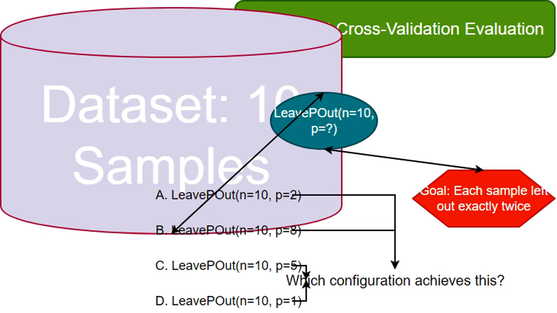Here, we're using scikit-learn's LeavePOut function. N represents the total number of samples, 10 in this case, and P is the number of samples to leave out for each test set. We need to figure out what value of P makes sure every sample is left out exactly twice.